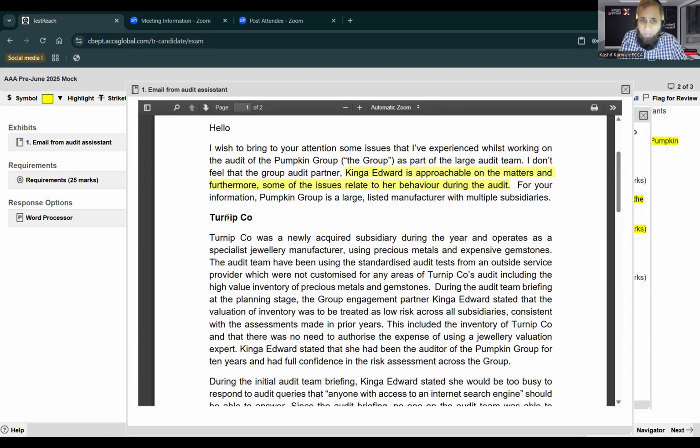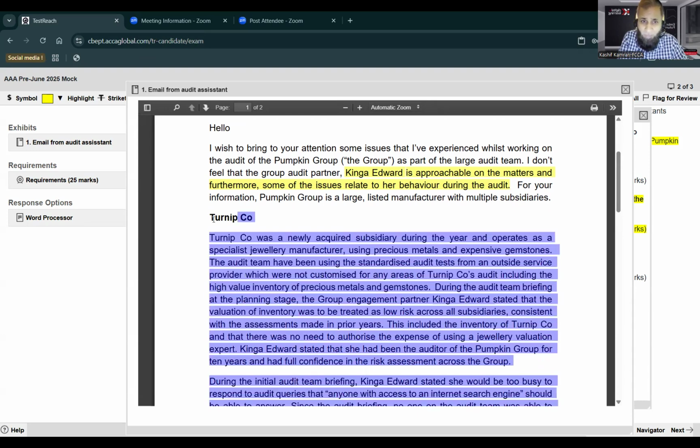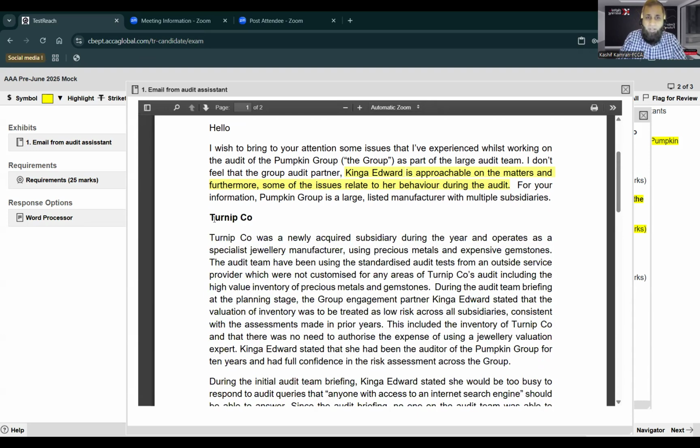Number one issue is in the case of the Turnip Company. Now, Turnip Company is a subsidiary of the Pumpkin Group. Let's see what issues he found in Turnip Company. Turnip Company was a newly acquired subsidiary during the year and operates as a specialist jewelry manufacturer. A newly acquired subsidiary: you know how important it is when you're planning the group audit. You have to pay attention to a newly acquired subsidiary. If you look at ISA 600 revised, we know it is not dealing with the quantitative thresholds anymore. ISA 600 revised is dealing with the qualitative thresholds. So it's a newly acquired subsidiary, and that's really important. Any subsidiary acquired during the year, you have to pay particular attention to it.